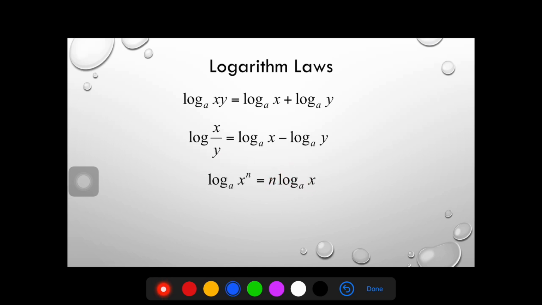Okay, I want to mention here a common mistake for the students. They think that log a x divided by log a y equals to log of x minus y. So there is no such law of logarithm. So only these three, no other.